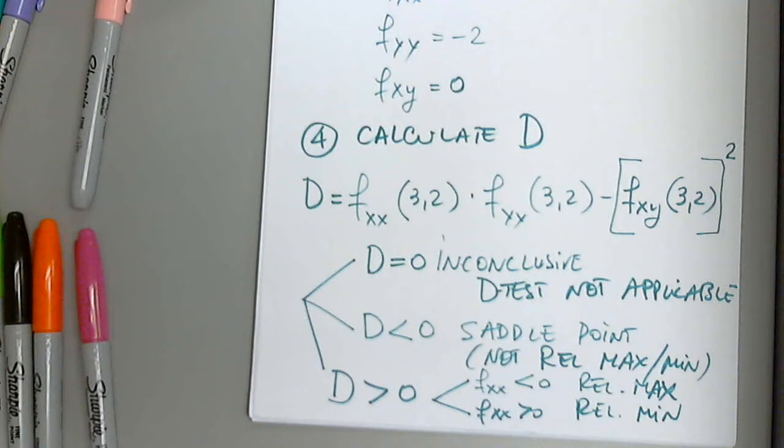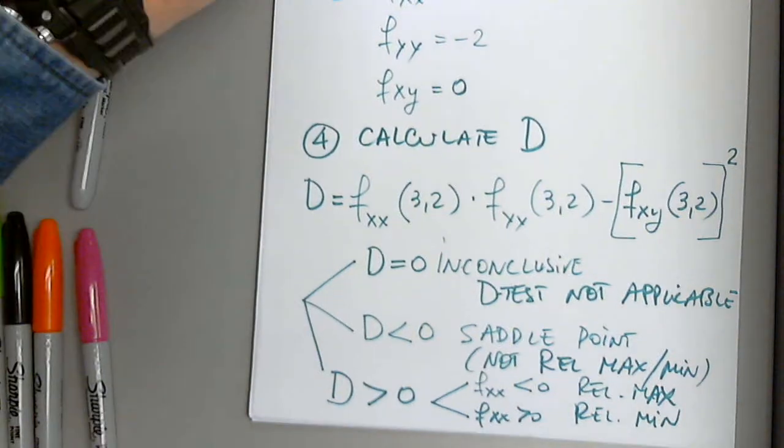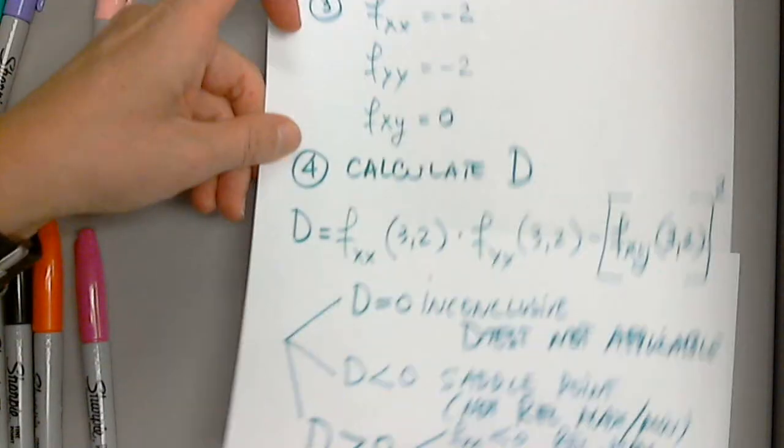If D is less than 0, there is no max or min. But if D is positive, there are two options. If fxx is negative, then (3, 2) will be a relative max. If fxx, that we'll calculate in a minute, is positive, then (3, 2) is a relative min. Ready? So now let's finish it up by calculating this.